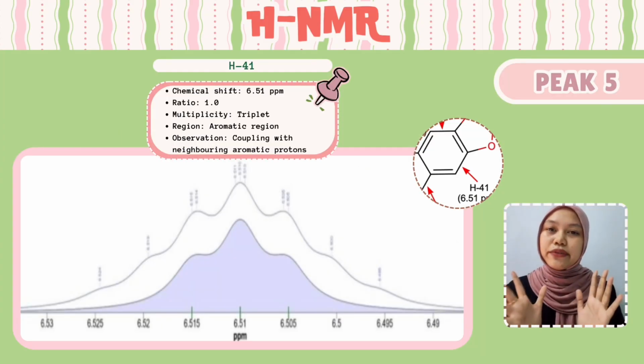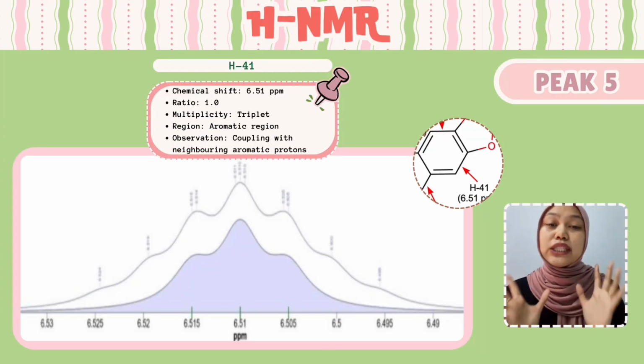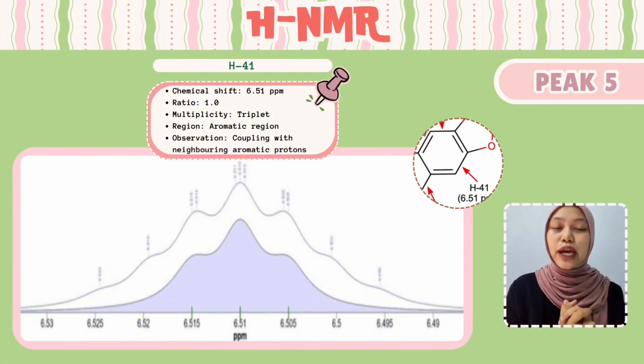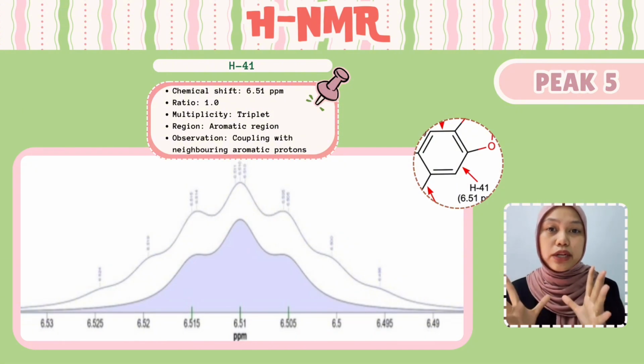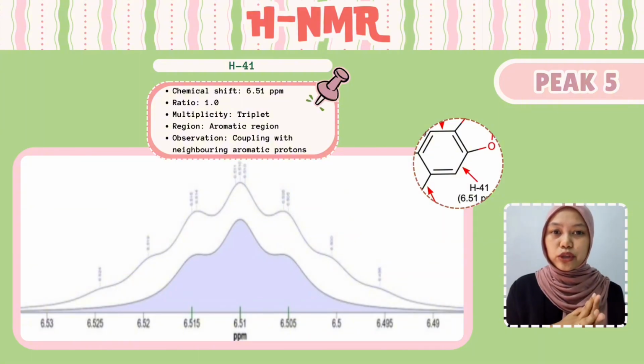Next, for peak 5, the signal appears at 6.51 ppm, which is assigned to hydrogen 41 with a ratio of 1 hydrogen. This proton appears as a triplet in the aromatic region. The triplet pattern suggests coupling with two neighboring equivalent protons following the n+1 splitting rule.